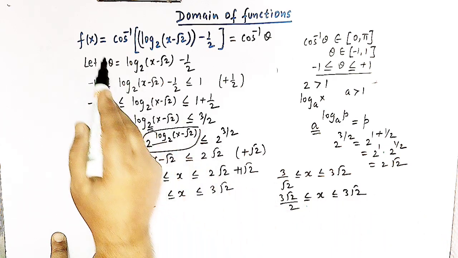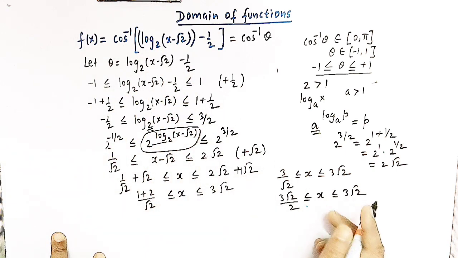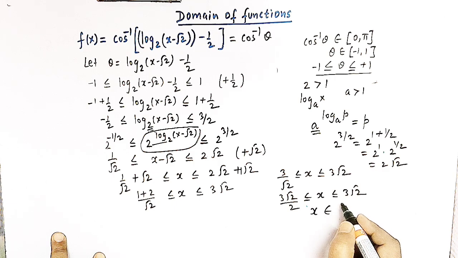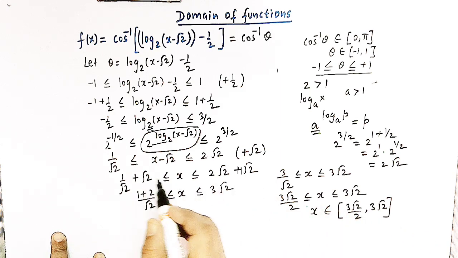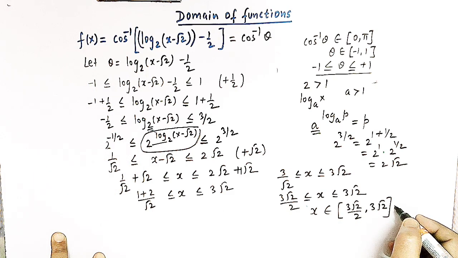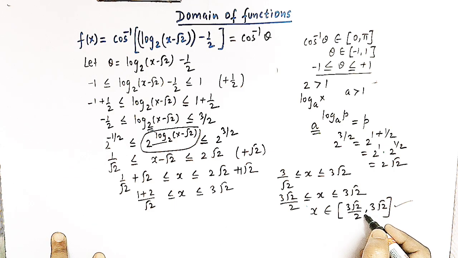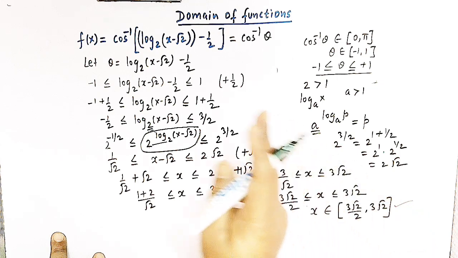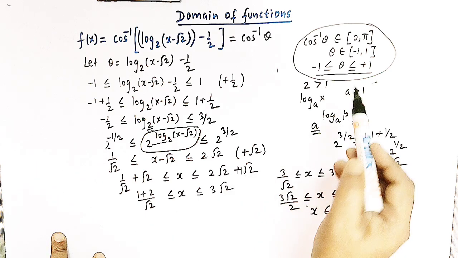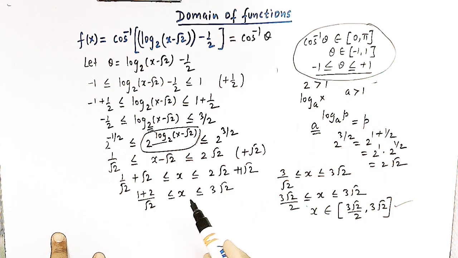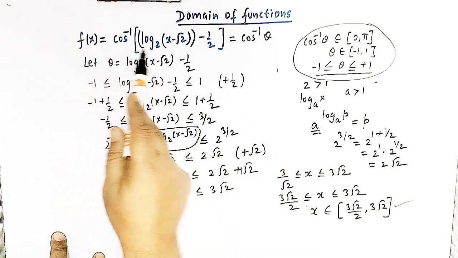So the domain of this function is given by this inequality, that is x belonging to this interval 3 root 2 over 2 comma 3 root 2, and remember here both the extreme points are also included, right? So the valid values of x for which this function f of x is defined is given by this closed interval 3 root 2 over 2 comma 3 times square root of 2. So this is how, by making use of the concept of inverse trigonometric functions and this inequality, we can easily find out the domain of functions of these kinds.